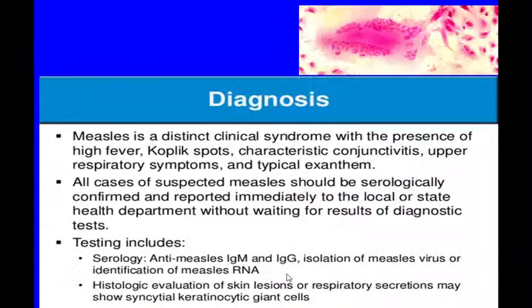So now, how is the diagnosis of this disease performed. Frankly speaking, the symptoms are very clear. So if we catch the catarrhal stage and Koplik spots and then rash development, this is very characteristic.